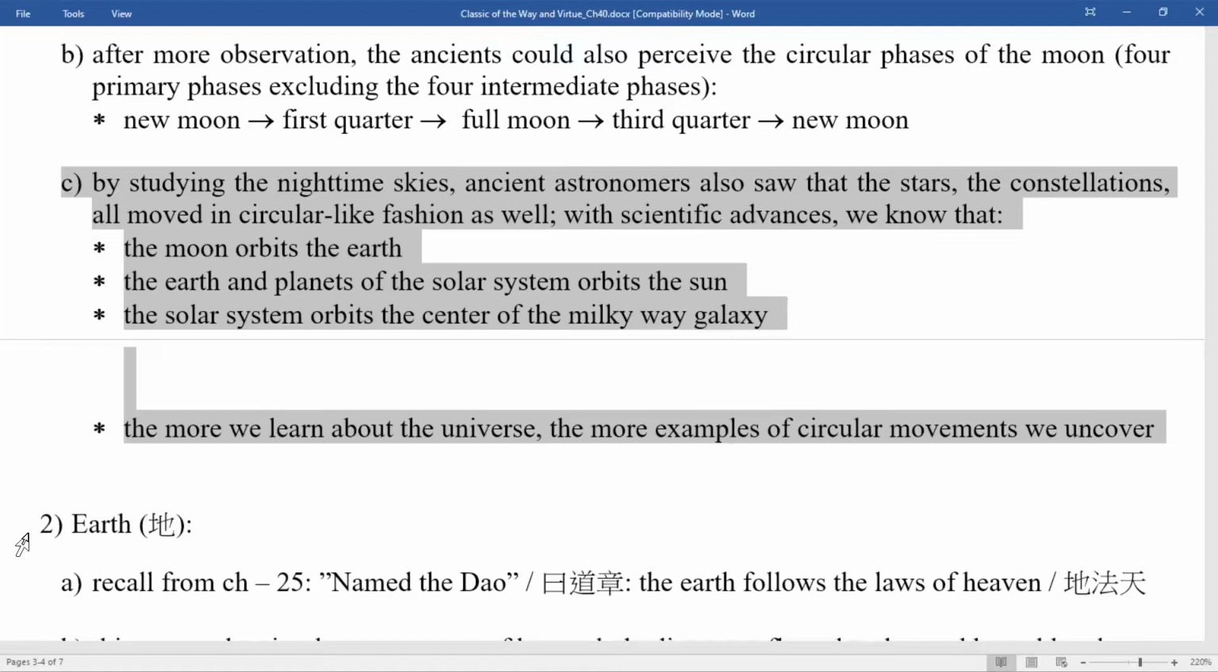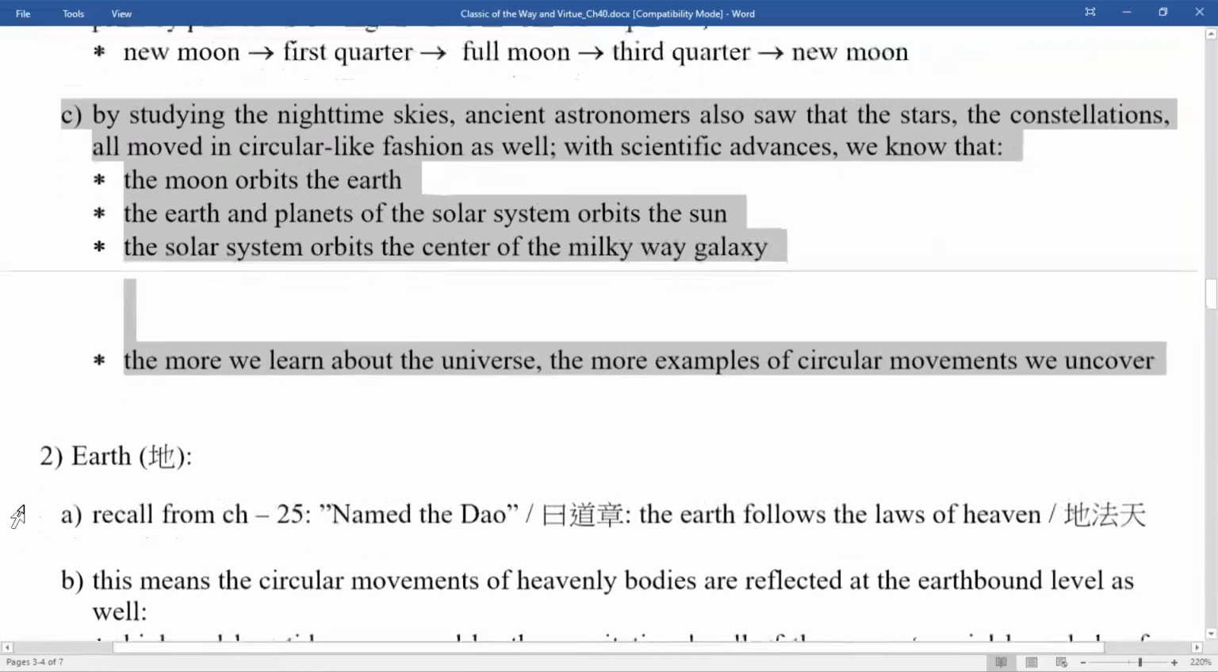And the orbit is pretty interesting. It's not planar, not on a single plane. I think the solar system orbits the center of the galaxy in a sine wave fashion. Pretty interesting. It goes up, down, up, down, like a sine wave. Anyway, the more we learn about the universe, the more examples of circular movements. So that's the modern day, that's the sky.